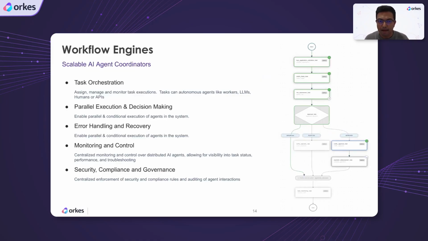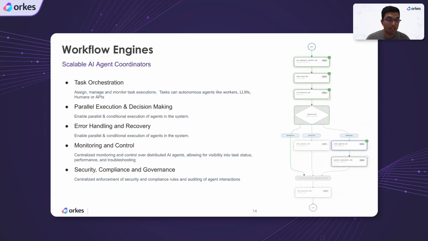So you can assign, manage, and monitor tasks, whether those tasks are handled by a worker, an LLM, a human, or an API. You can handle parallel execution and decision making at scale, enabling you to run multiple agents in parallel, make conditional decisions based on their outputs. They also give you error handling and recovery. So if an agent fails or returns a poor result, the workflow engine can step in, retry, escalate, and route to a human as needed.